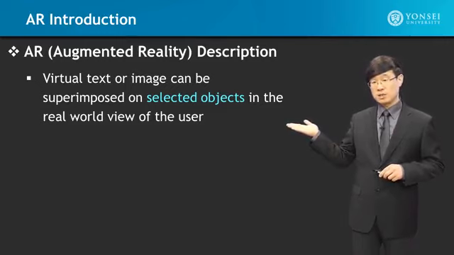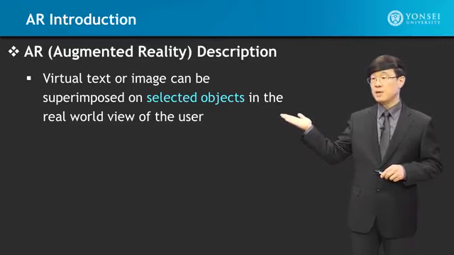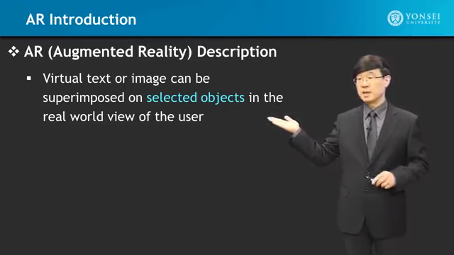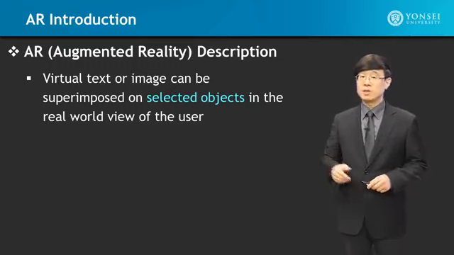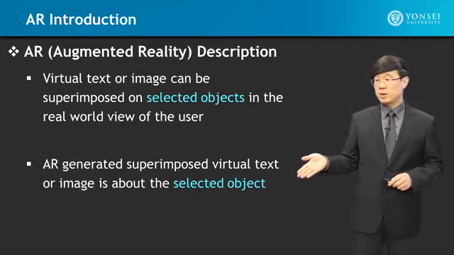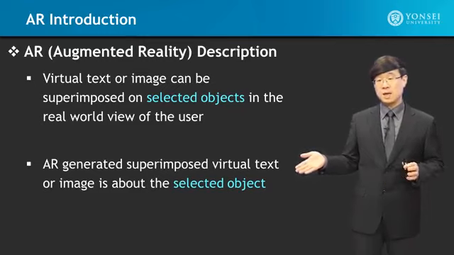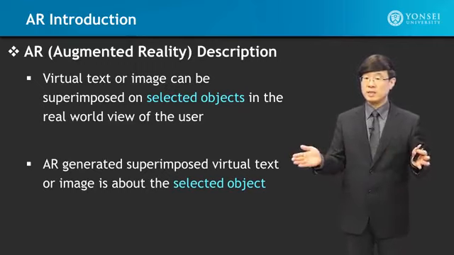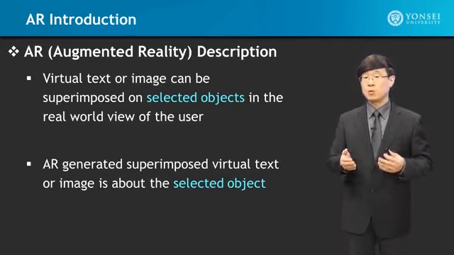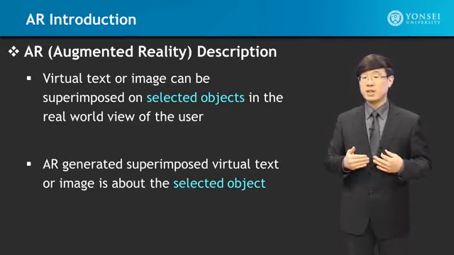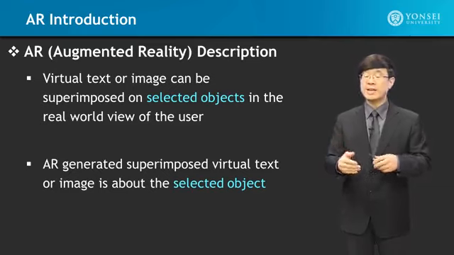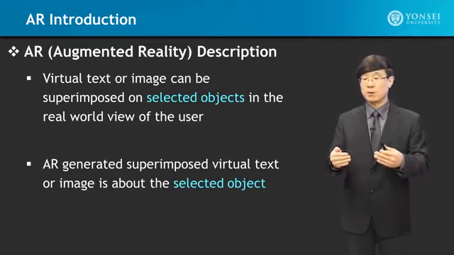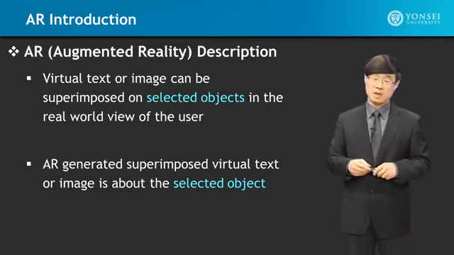The augmented reality description is what we're going to talk about next. Virtual text or image can be superimposed on selected objects in the real-world view of the user. An augmented reality generated superimposed virtual text or image is about that selected object or what it would mean to the relative objects surrounding it. And it will be selected in a way such that the text or the other added image will enhance the information that is customized for the individual user.